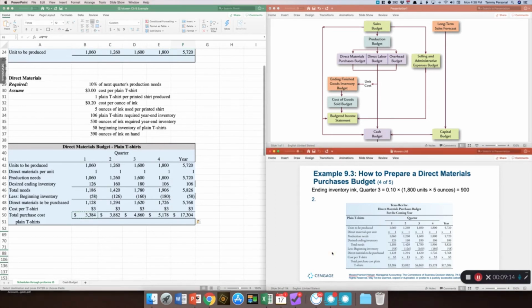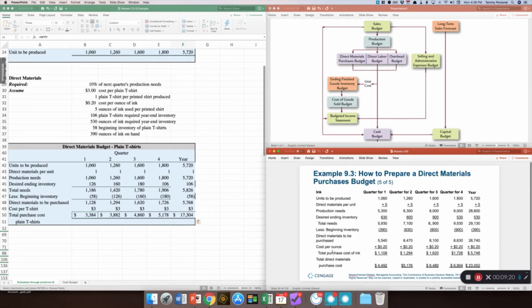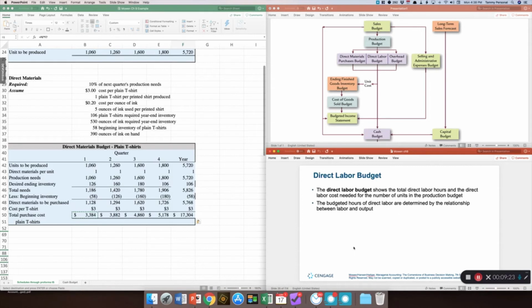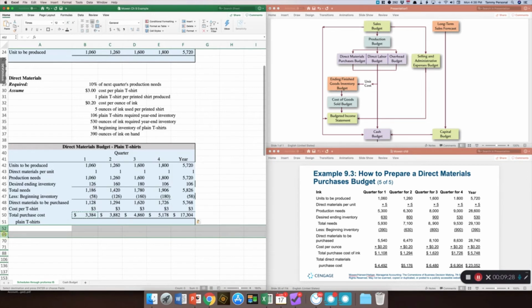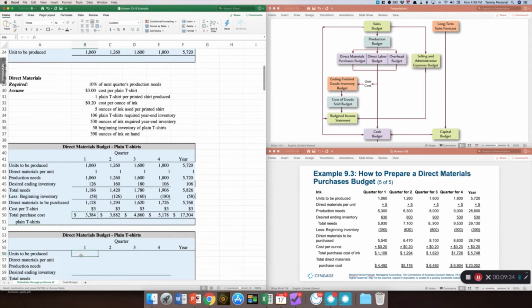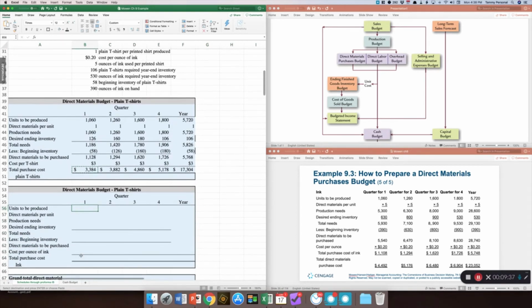But let's look at the ink then. Let's see if we can do that same procedure. For whatever reason, your PowerPoints don't have this consistent formatting. I think they had multiple people working on the PowerPoints, but it's the same procedure, right? So we have units to be produced. We're going to pick that up from the row above, just like before. Our direct material per unit for the ink, that has a typo. Okay. There we go.